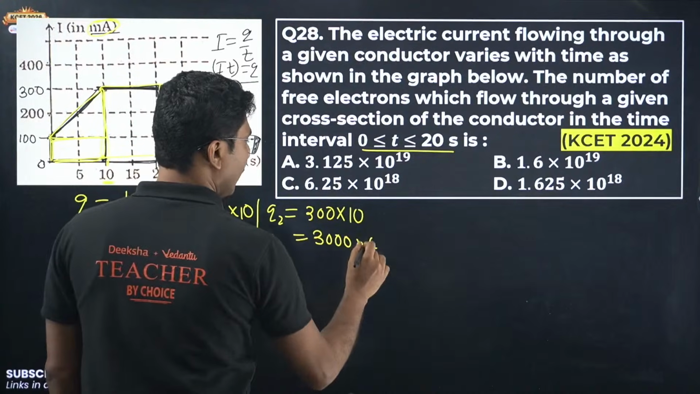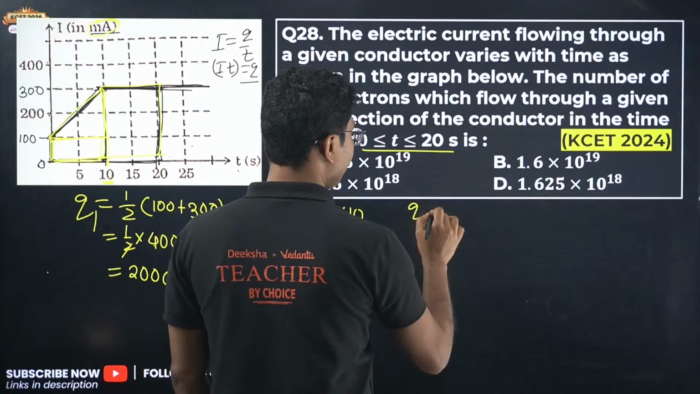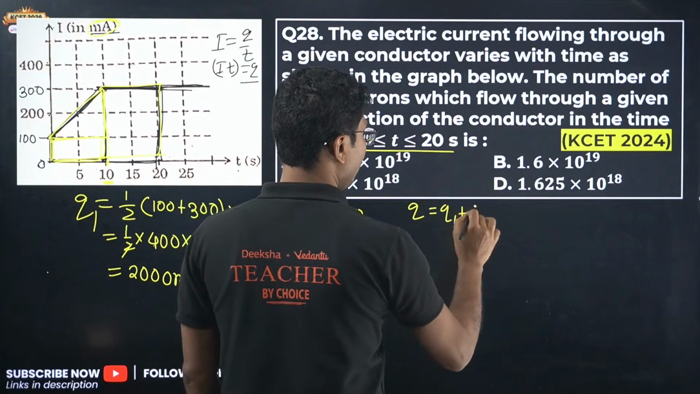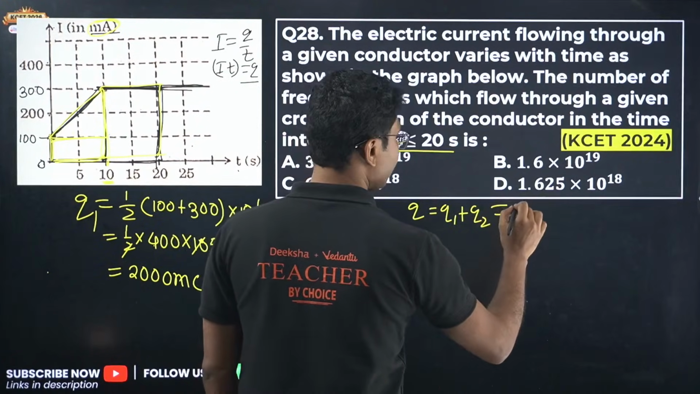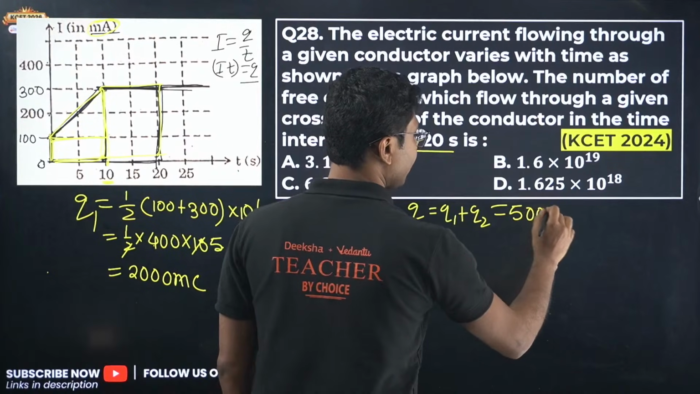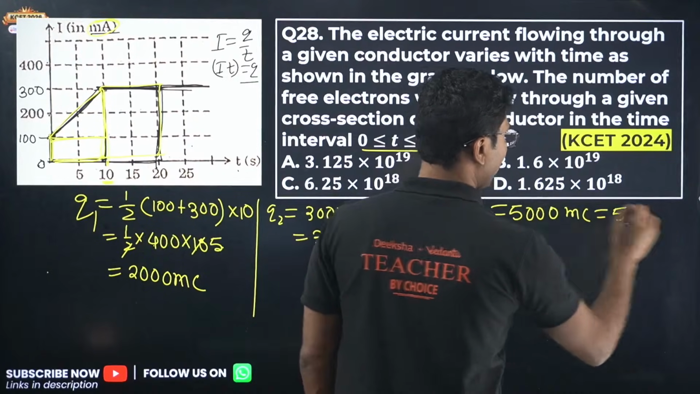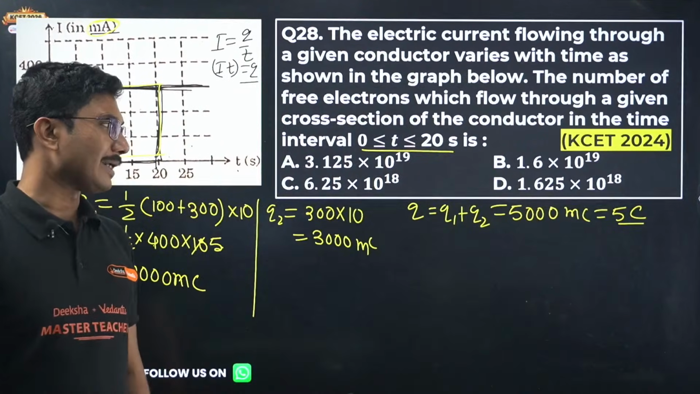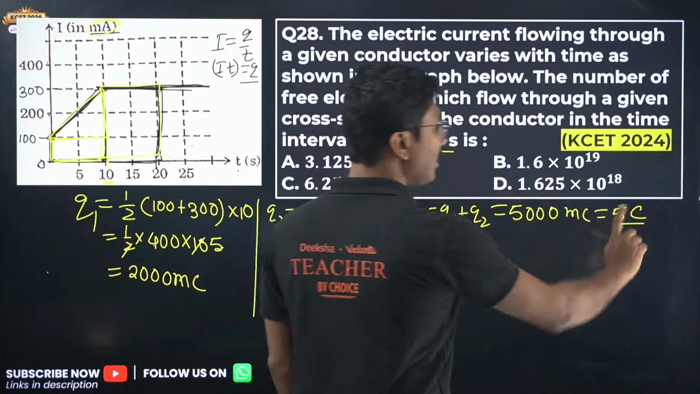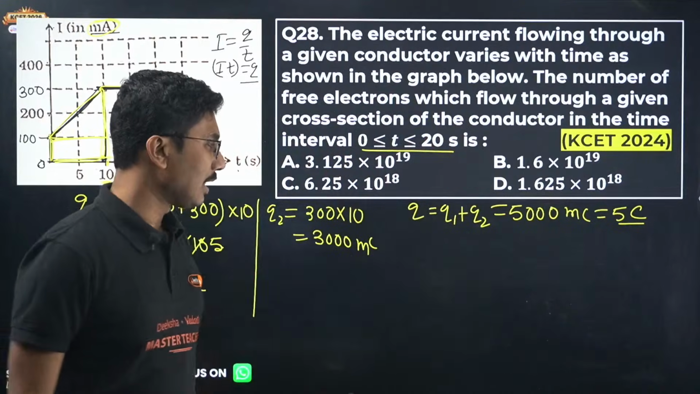Now what is the total charge? Total charge is very simple, Q1 plus Q2, which is equal to 5000 millicoulomb or 5 coulomb. Milli means 10 to the power of minus 3, that means 3 zeros will be less, so 5 coulomb is the total charge.